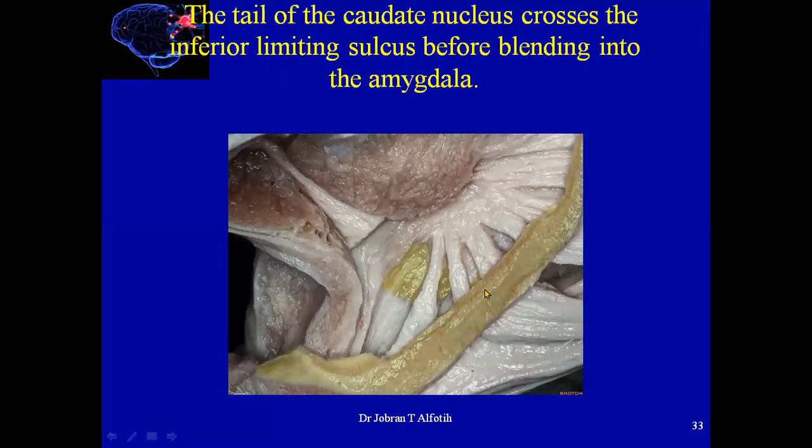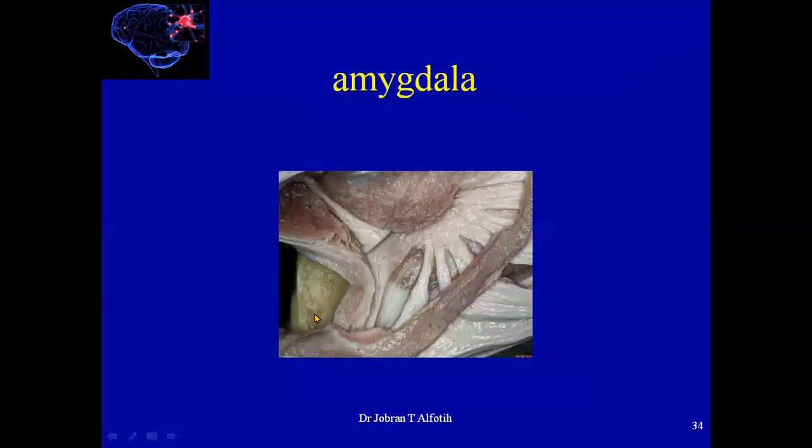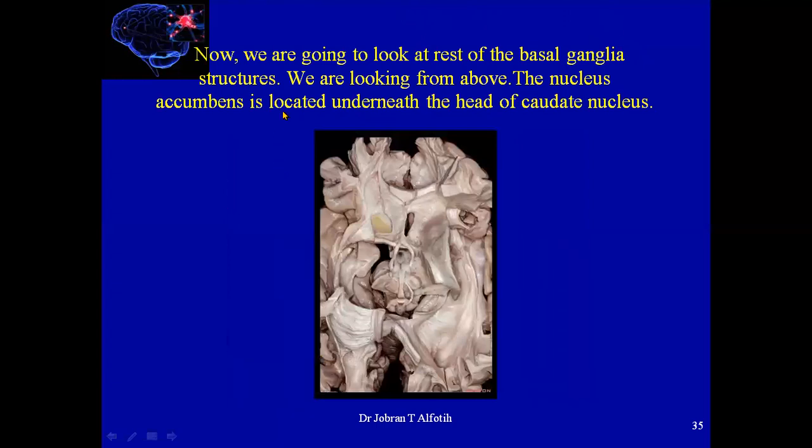Here is the inferior limiting sulcus, and in this area is the tail of the caudate nucleus, and going to the amygdala. Here is the amygdala. And now we look from above at the rest of the basal ganglia structures. We are looking from above, as we said before.